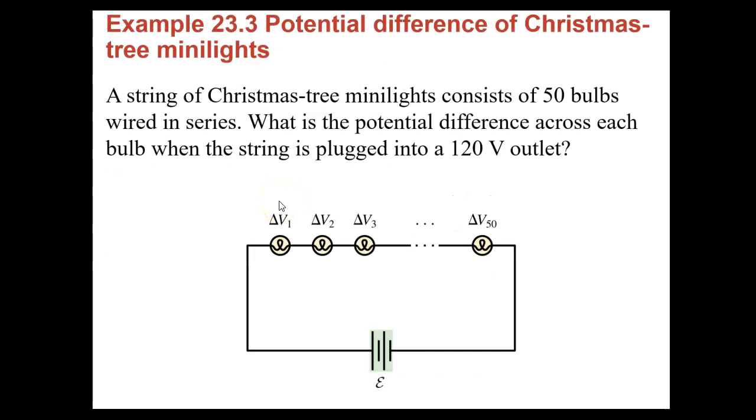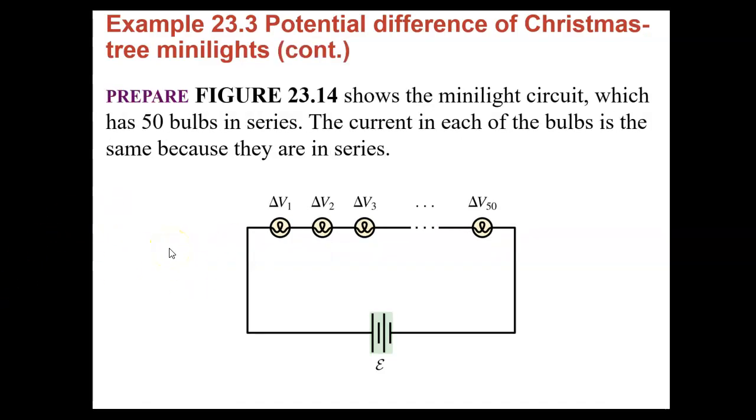All right, so we have a string of Christmas holiday lights with 50 bulbs wired in series. What's the potential difference across each bulb when the string is plugged into a 120-volt outlet? So there are 50 bulbs in series. They're all the same, and the current in each of the bulbs is the same because they are in series. They're all getting all the current passing through the circuit.